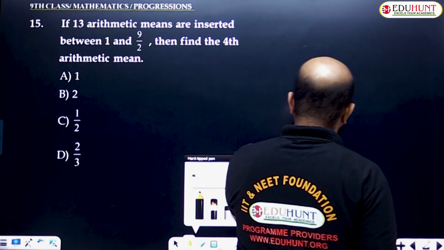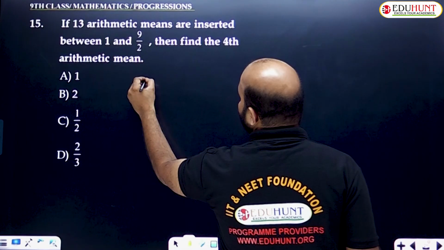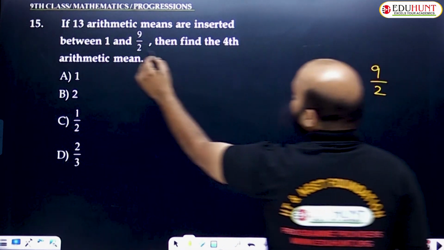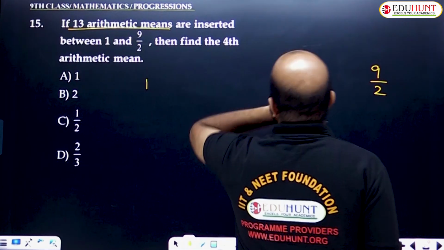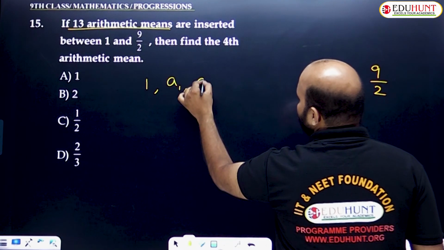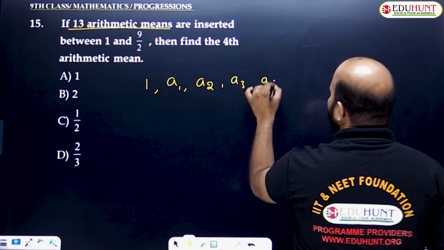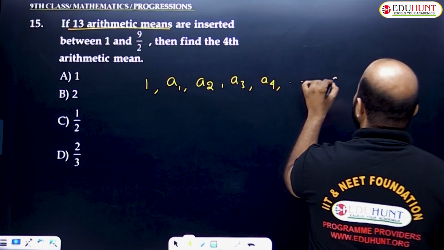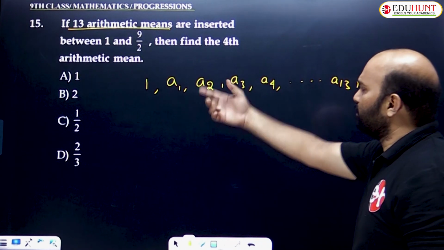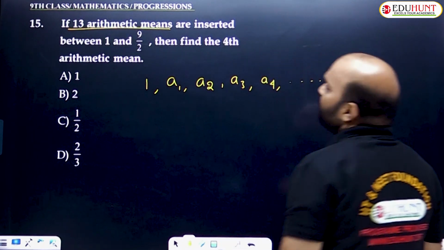So between 1 and 9/2: the first term is 1, the last term is 9/2. Between them, how many arithmetic means are inserted? 13 arithmetic means, A1, A2, A3, A4 and so on up to A13. So in total how many terms are given? 15 terms, 13 plus the first term and the last term. Then find the fourth arithmetic mean.